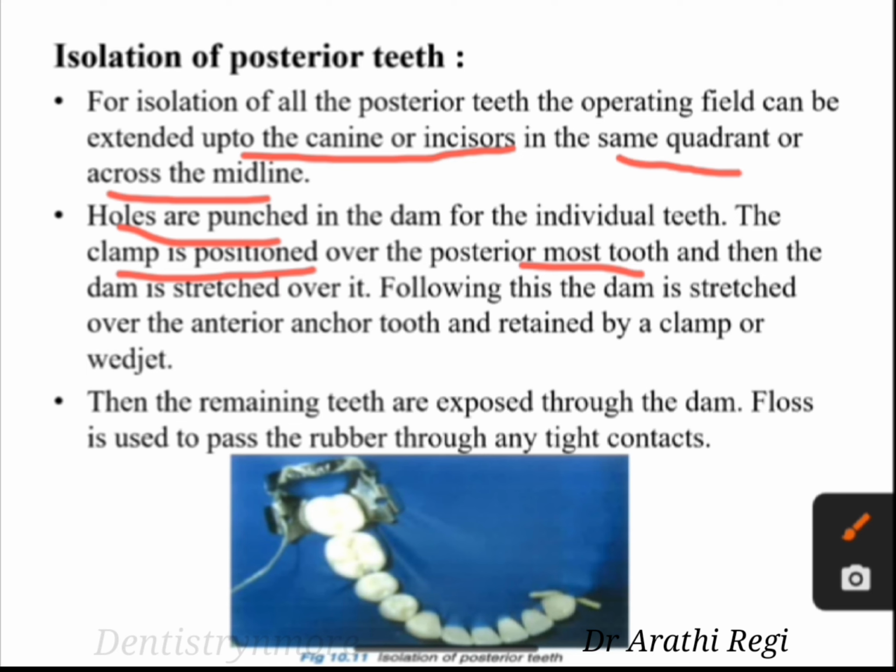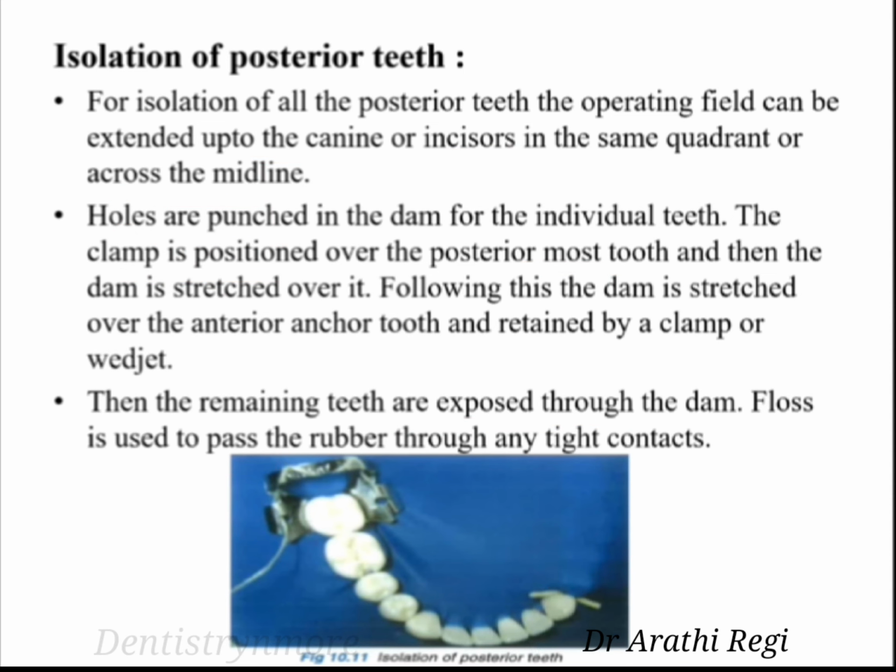And the remaining teeth are exposed through the dam, and floss is used to pass the rubber through the tight contact. So you can see the posterior most tooth acts as an anchor, and it must extend to the canine or incisor of the same quadrant, or it should cross the midline. After that, by using the floss, it is tied over the canine, and last we can give napkin and also frame.